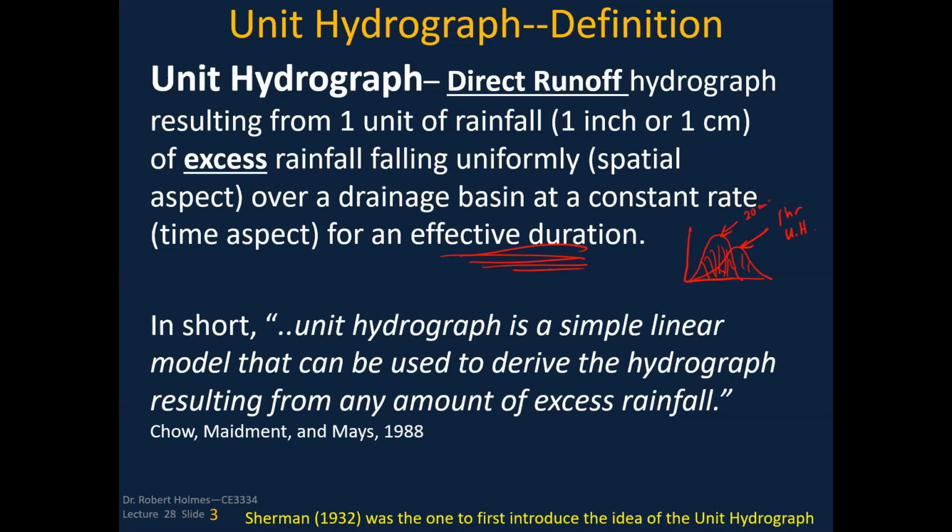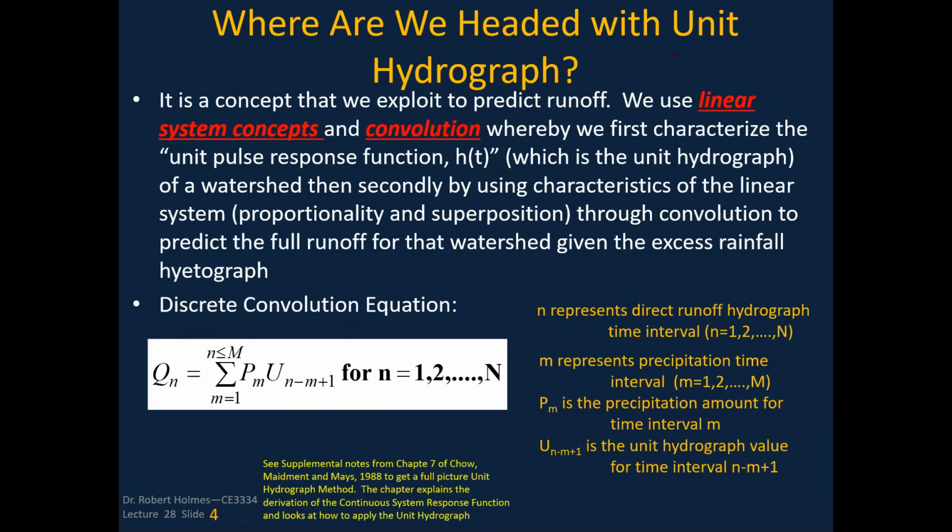What we're going to use this unit hydrograph for is sort of a template for how the rainfall runoff process occurs in this watershed. And this unit hydrograph is unique from watershed to watershed. Now, with this unit hydrograph, we're going to use the linear concepts. And what we've got is the aspect of proportionality and superposition.